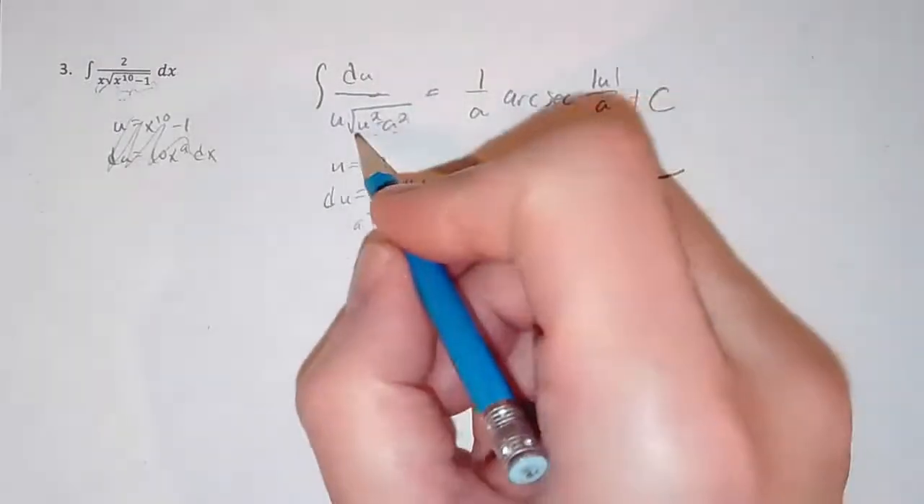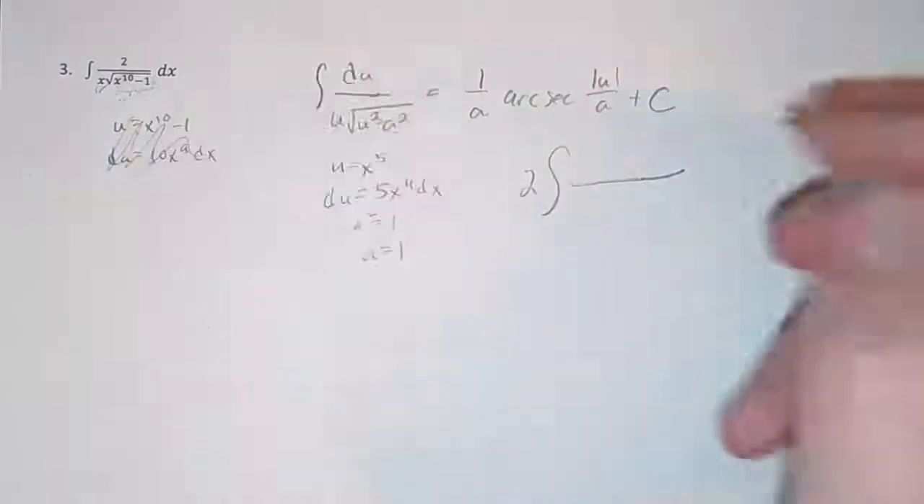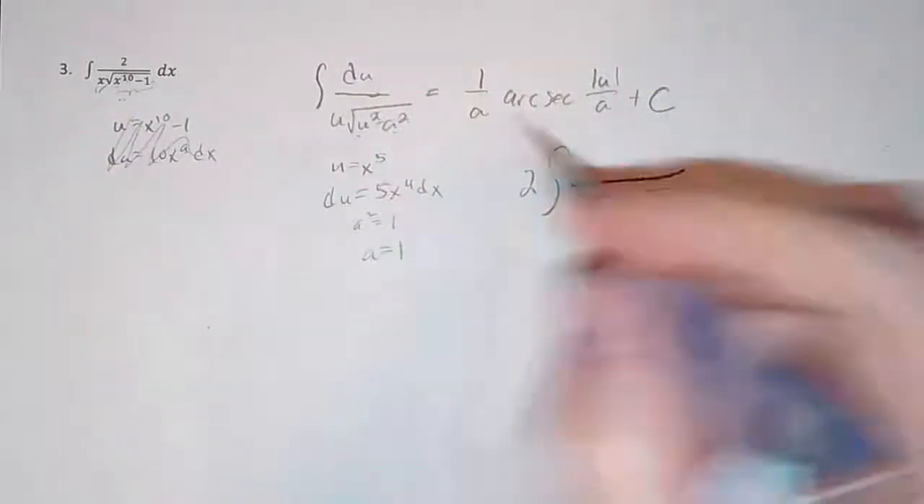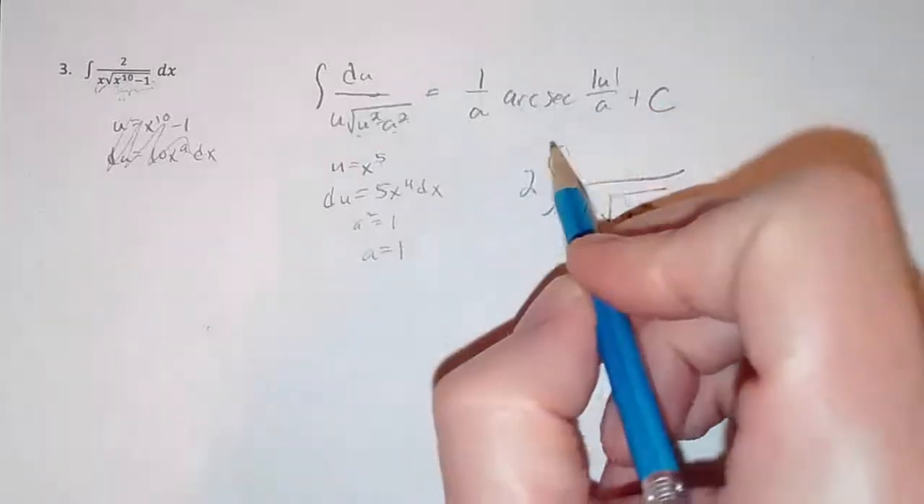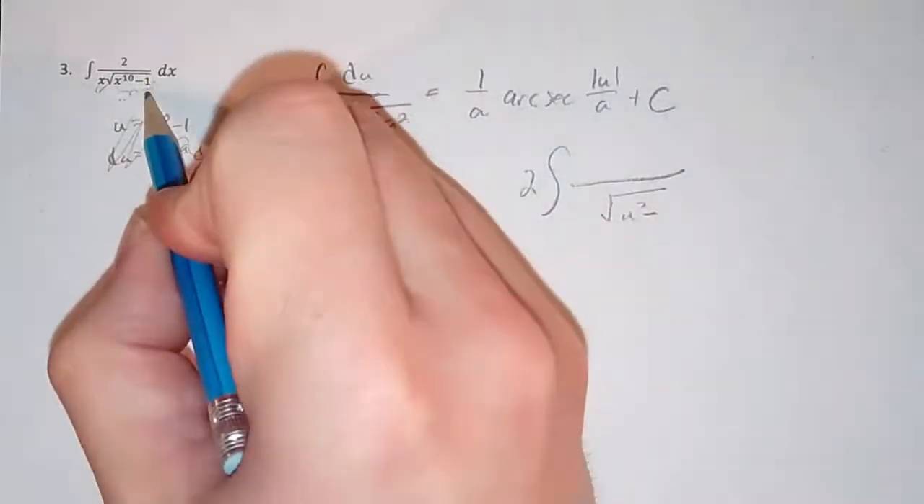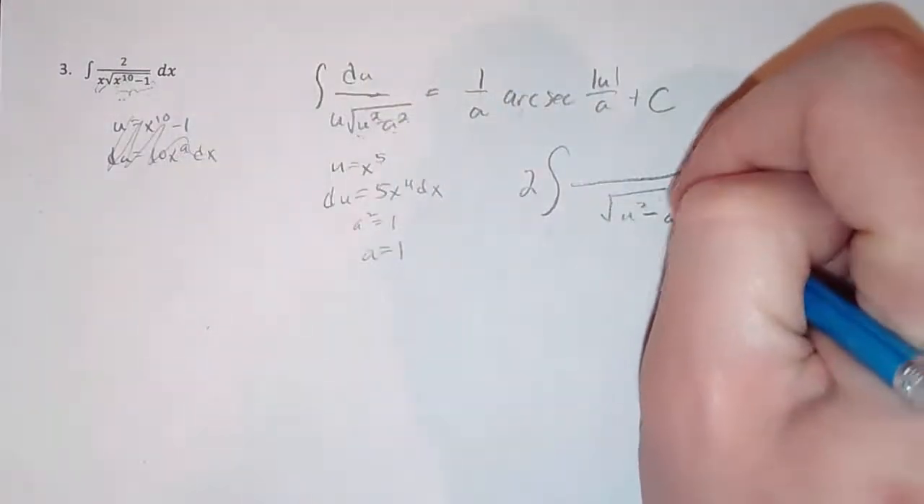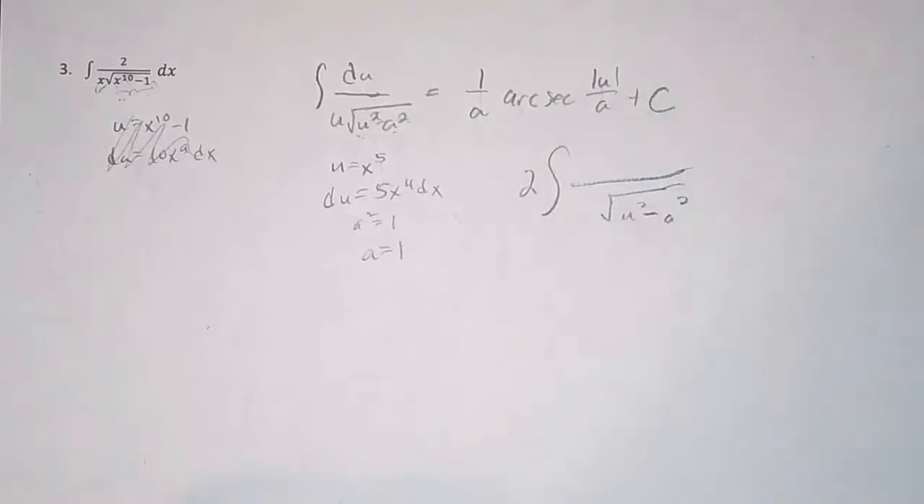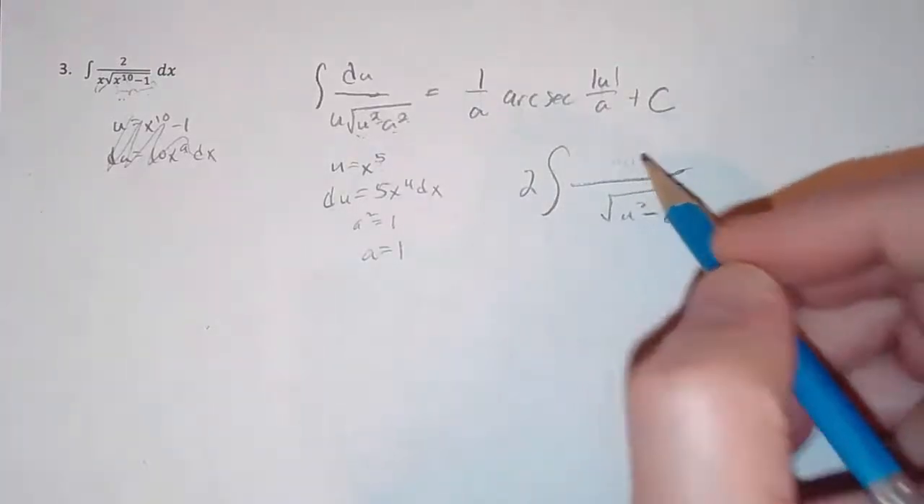Then, to take care of this radical part, at least the denominator, the x to the 10th is u squared, which is exactly what we want it to be, minus the 1 here is a squared, 1 squared. Now I can't just conveniently put a du here.